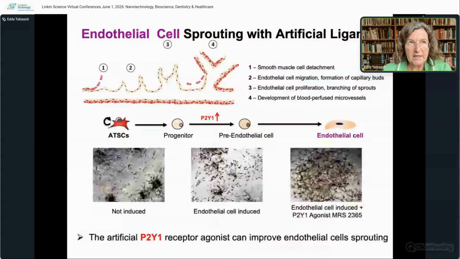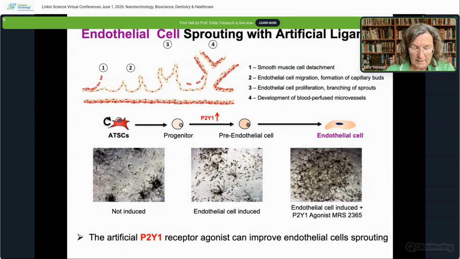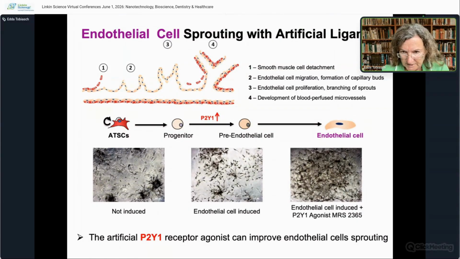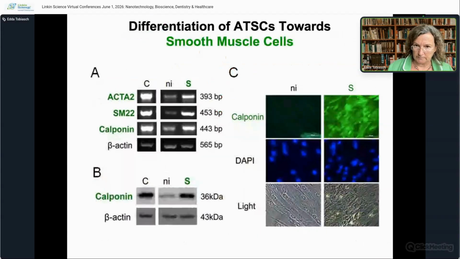Of course, thinking about angiogenesis, functions such as branching play a major role. Here you can see an example where we differentiated adipose tissue-derived stem cells towards the endothelial lineage. On the very right side, we used a specific P2Y1 agonist. And you can see that the branching got more as compared to the controls in the middle and on the left. Therefore, we summarize that P2Y1 receptor agonists can improve endothelial cell sprouting.